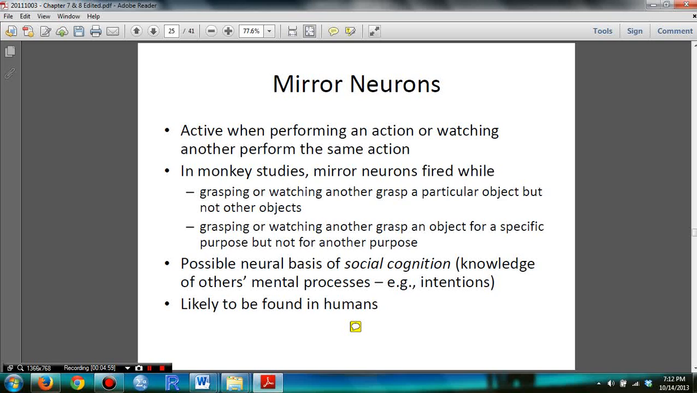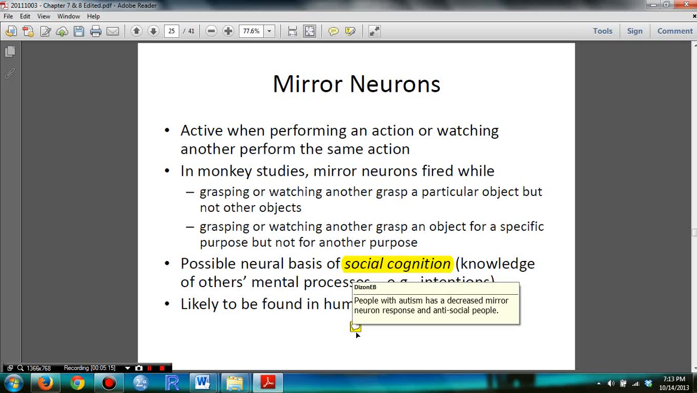Grasping or watching another grasp an object for a specific purpose, but not for another purpose. So this is a possible neural basis of social cognition, and it's likely found in humans. And then here's my side note: people with autism and antisocial people have decreased mirror neuron response.